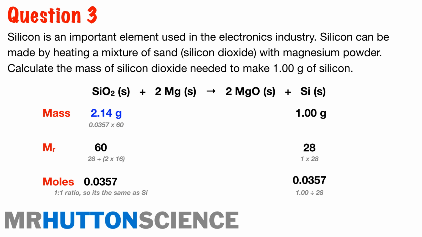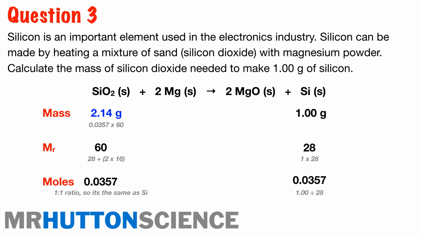Right, so again we've been provided with an equation here, so step 1 is done for us. They've balanced it as well, so step 2 has been done for us. So we're straight into step 3, where we write the mass, MR and moles. So straight on to step 4, add any information from the question.